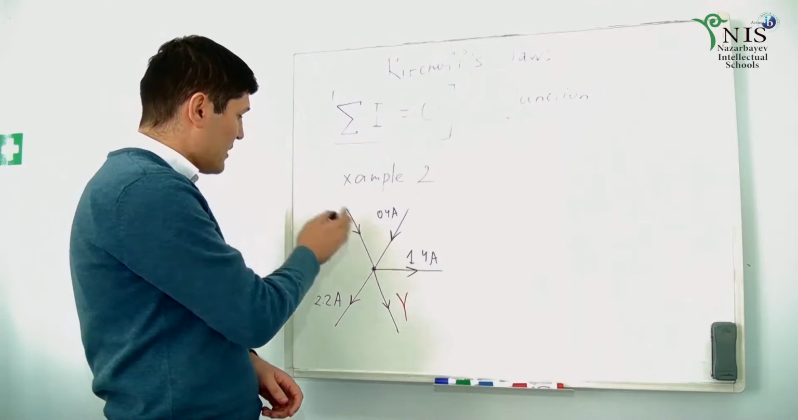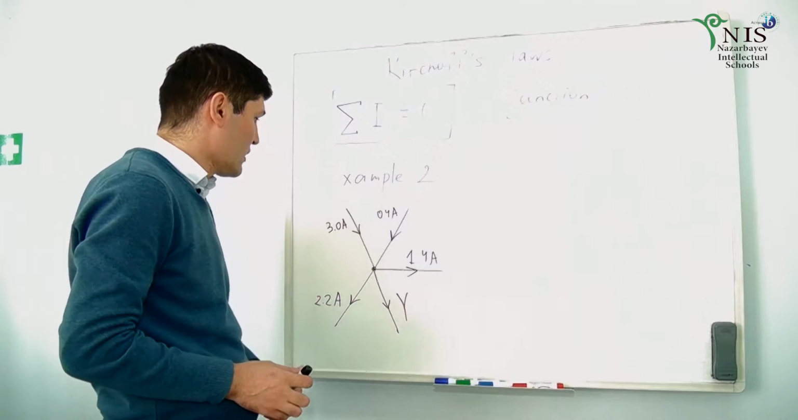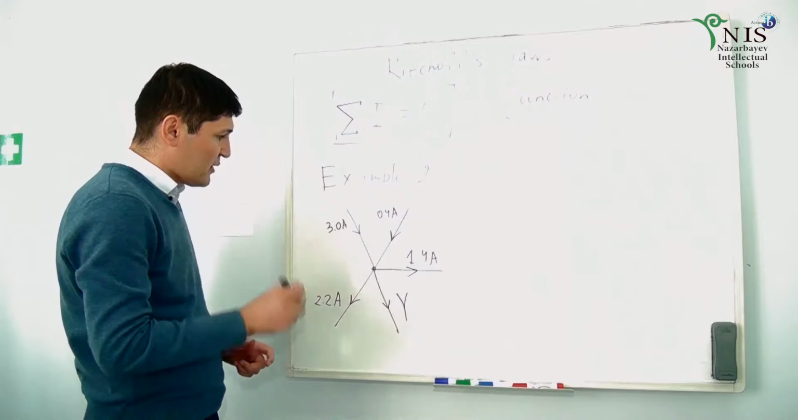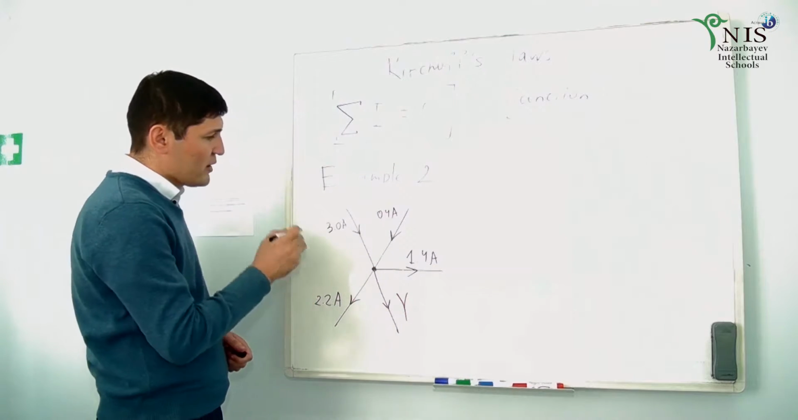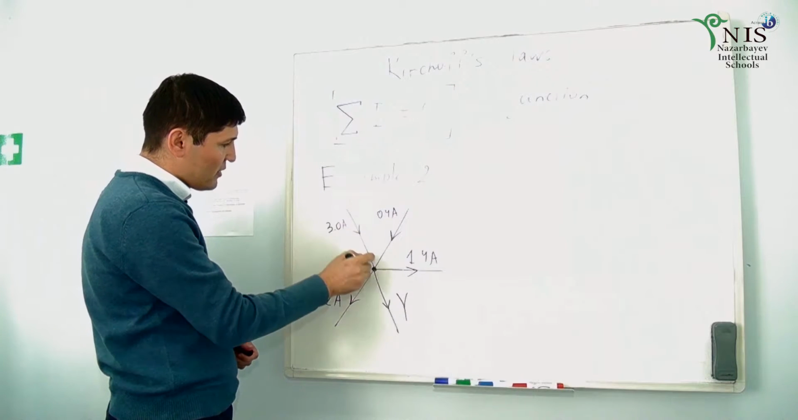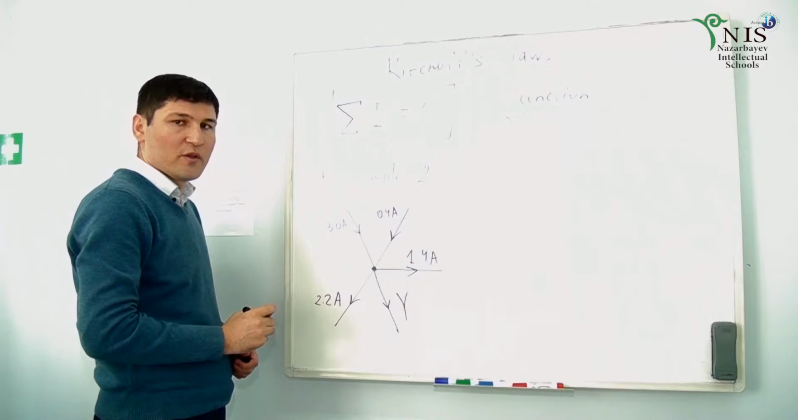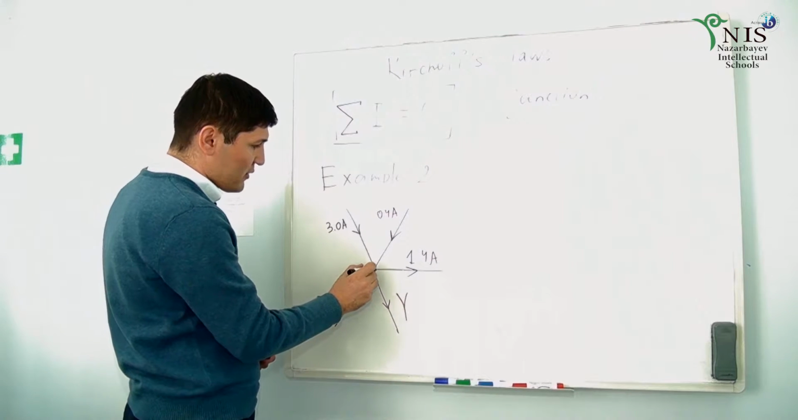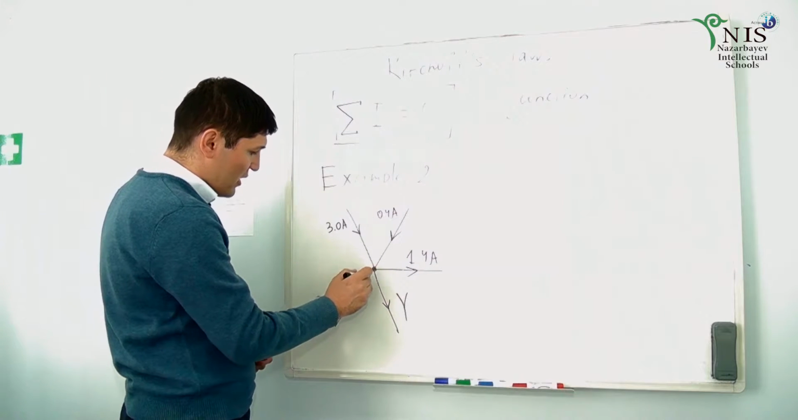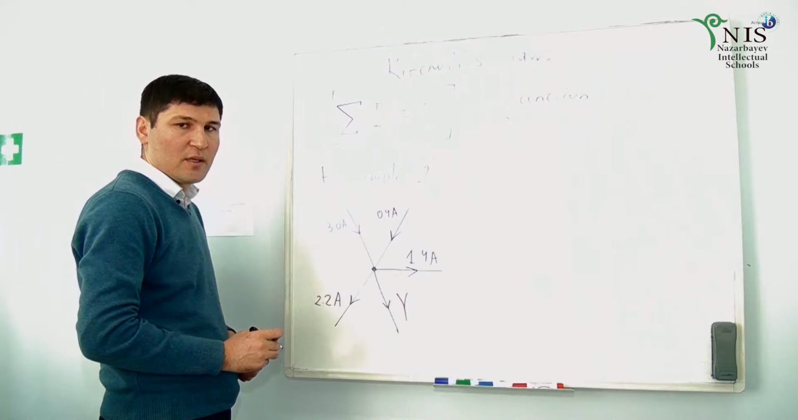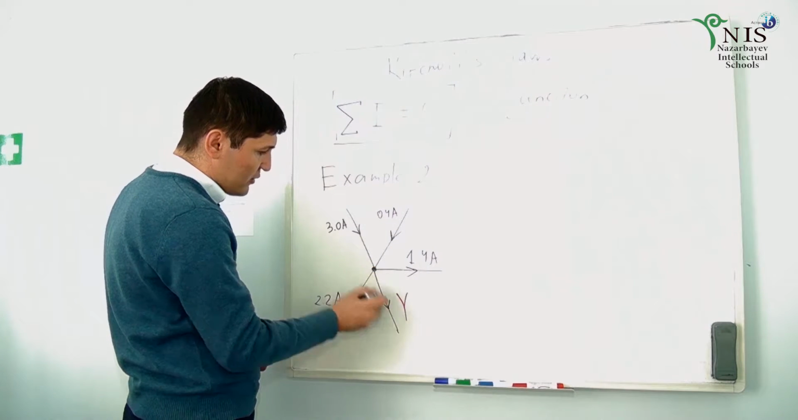So this is another example of an application of the junction law. But in this case we have only one junction here in the middle. We know that the current going into the junction is 3 amperes. Another current is 0.4. The current going out here is 1.4 amperes, and the current going out here, 2.2 amperes. And we don't know what the current going out here is.